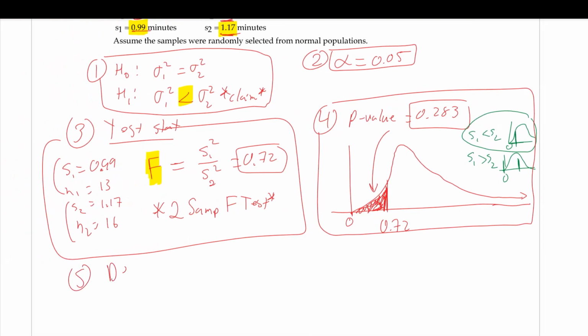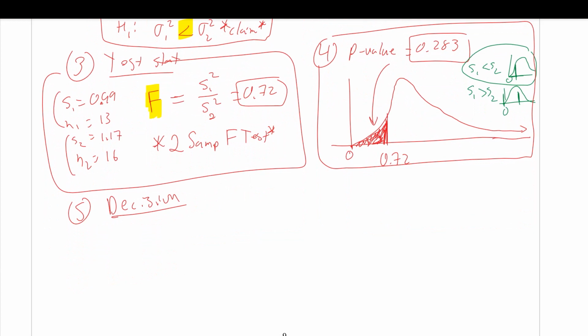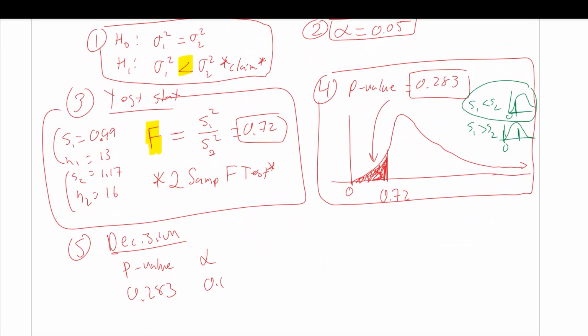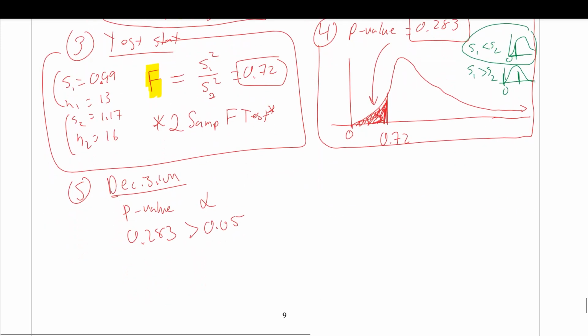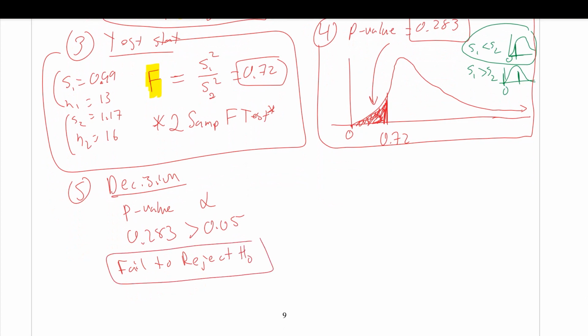All right, that's step 4. Step 5, we make our decision. How is this decision made? Just like always, we compare our p-value to our significance level. The p-value is 0.283. Our significance level from step 2 was 0.05. The p-value is definitely greater than the significance level, so we fail to reject the null hypothesis. If we rejected the null hypothesis, the probability of us being wrong in that decision is 28.3%. We're not willing to take that risk because we were only willing to take a risk up to 5%. So we're not going to reject the null hypothesis.